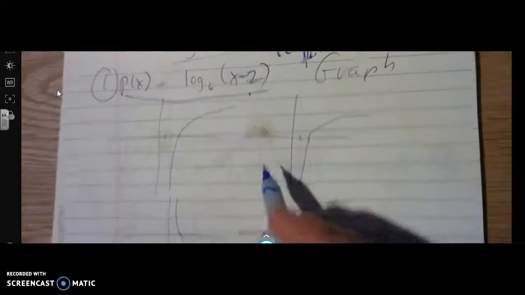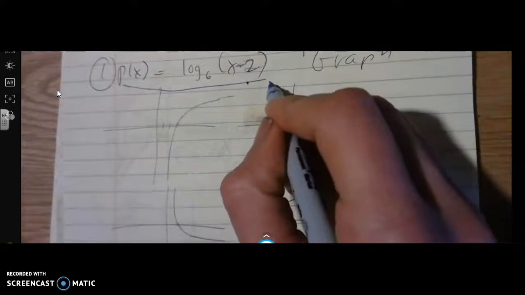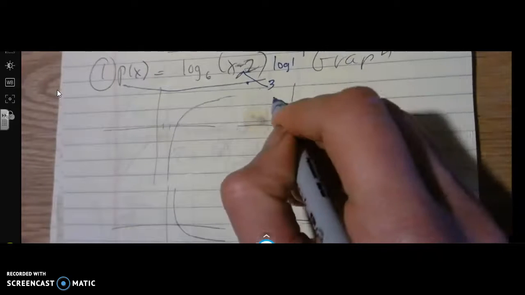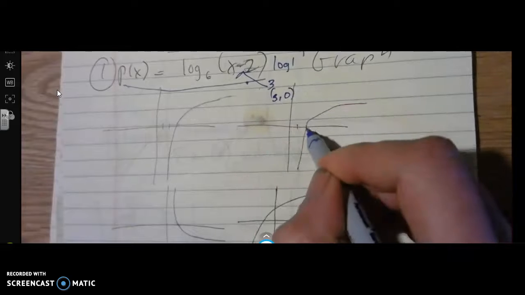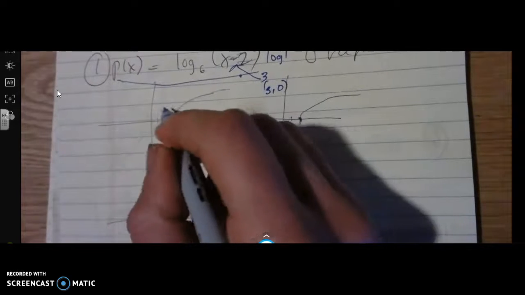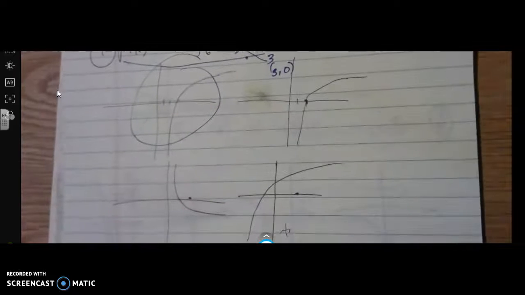So why does that matter? When we're looking at a graph, I know if I put a 3 in here, that's going to make this log of 1, and we know that answer is 0. So we're looking for the point 3 comma 0. Look here, that's 2 comma 0. 3 comma 0 is here. So therefore, this is going to be the right graph. We just have to match up which graph matches.